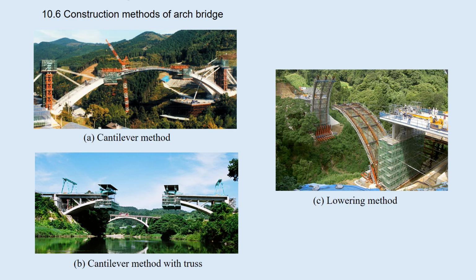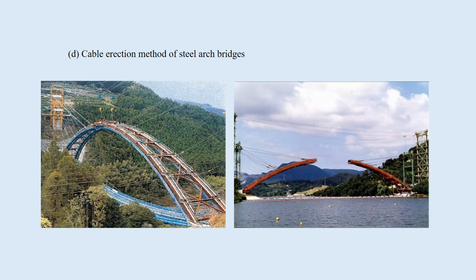C is a lowering method where the half of the arch rib is assembled upright at the abutment, then lowered to the horizontal position. This is the cable erection method used for steel arch bridges. The arch rib is erected from the end support towards the span center using the temporary cables which supports the arch rib.